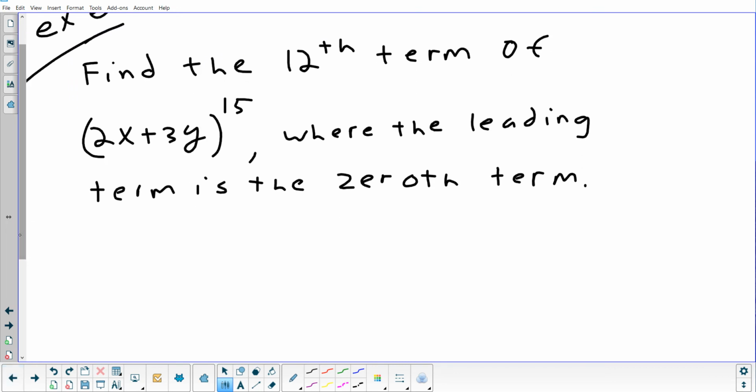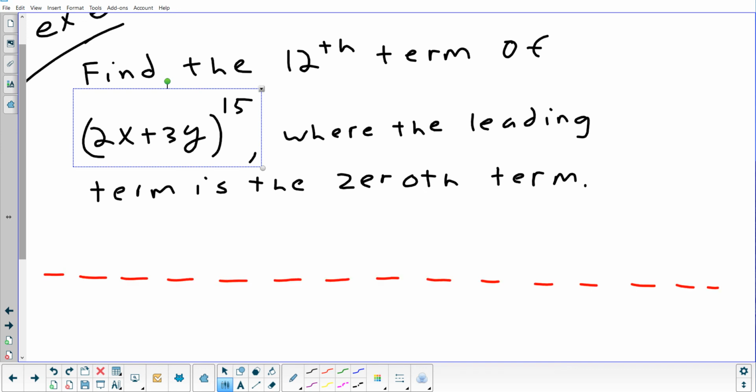So what I like to do is set up a diagram for this. When you expand something to the 15th power, how many terms are you going to end up with? 16. You end up with one more. So you're going to get 16 different terms. And you could number them. We don't need to number them all.